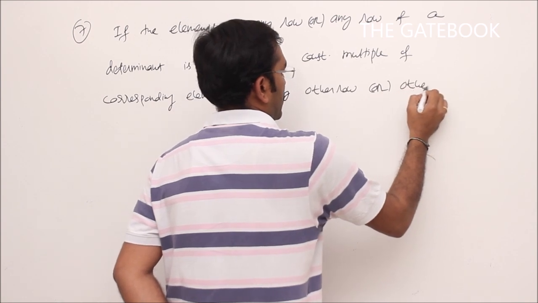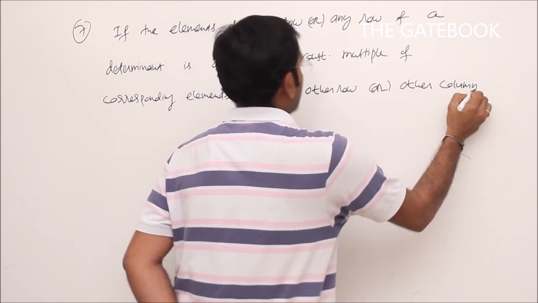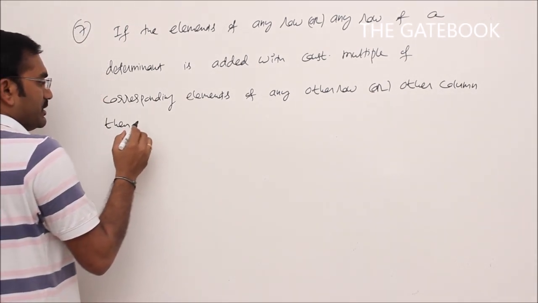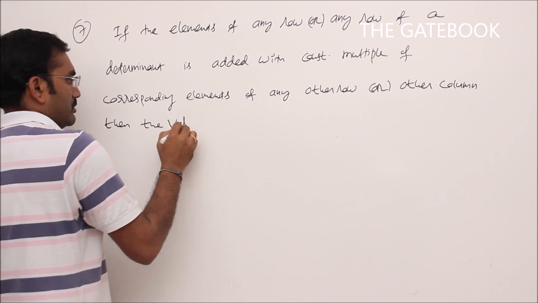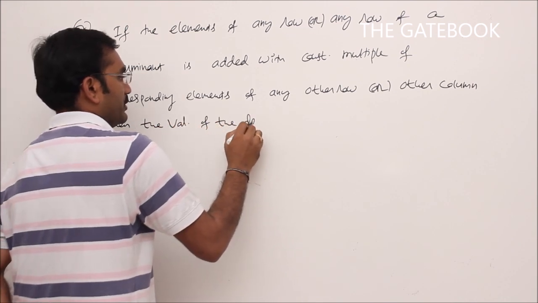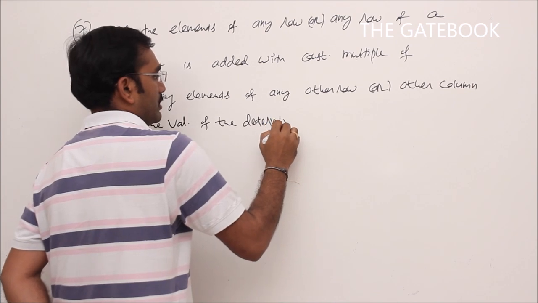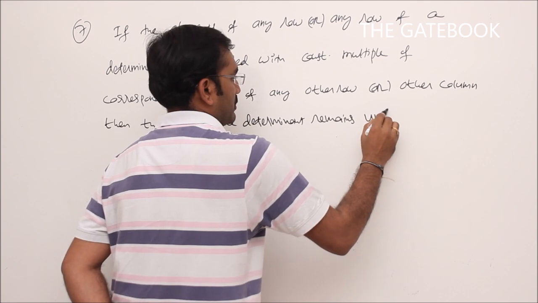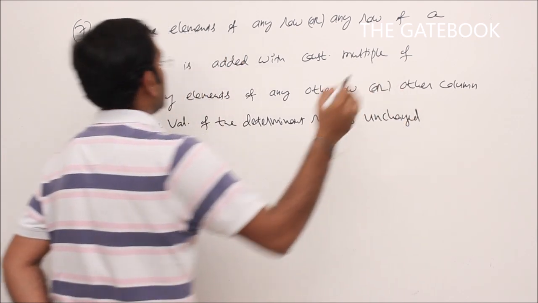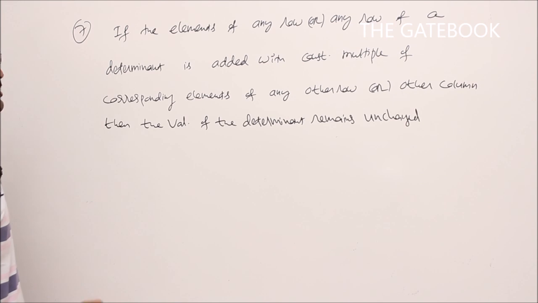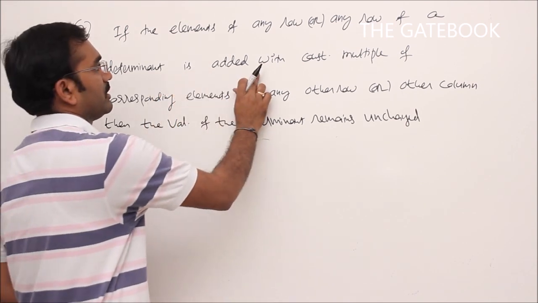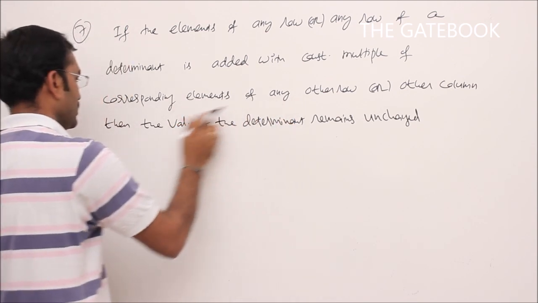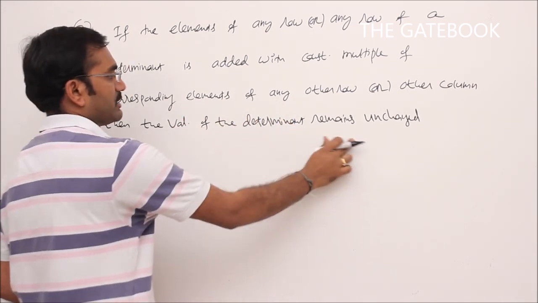Other row or other column, then the value of the determinant remains unchanged. What I am saying is, if the elements of any row or any column of a determinant are added with a constant multiple of corresponding elements of any other row or other column, then the value of the determinant remains unchanged.